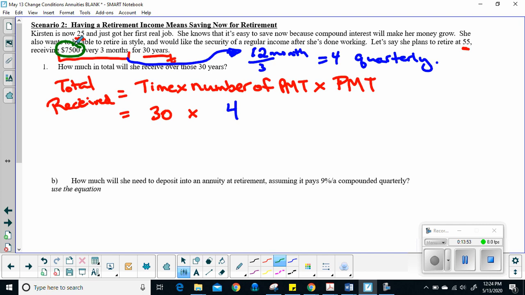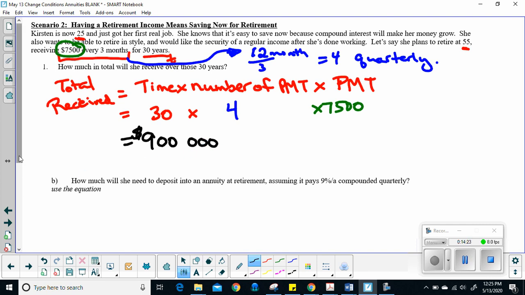And what did we say? $7,500 each time. So what's that going to equal? Pardon my all different colors here. 30 times 4 times 7,500 equals. So while she's retired, she's going to be giving herself a total of $900,000. Now, she doesn't have to have that much saved up for the start of her retirement because she's not shoving the money under a mattress.